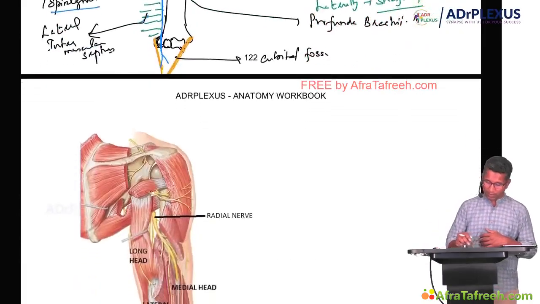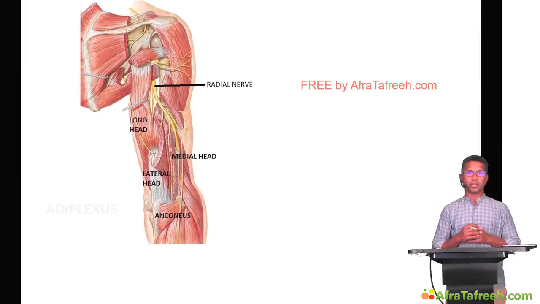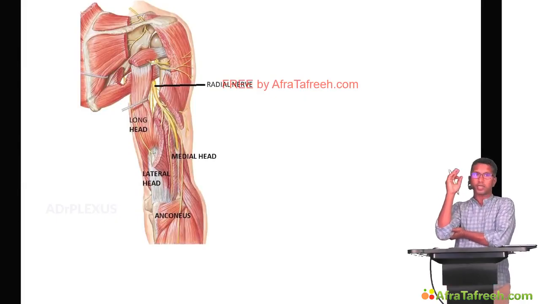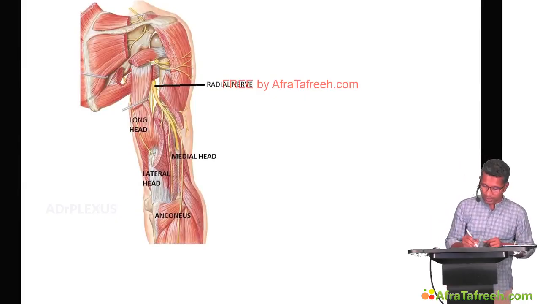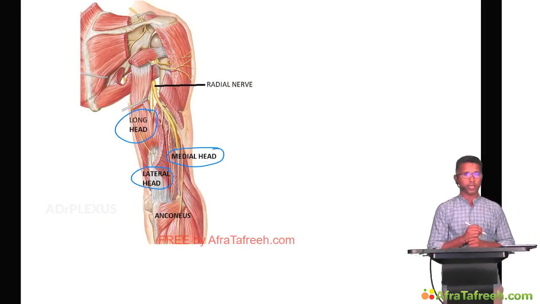To understand the muscles, you can see here the muscles in the back of the arm. There is a big muscle in the back of the arm called the triceps muscle, and it has three heads. One is called the long head, next is the medial head, and next is the lateral head of the triceps. So triceps has three heads.